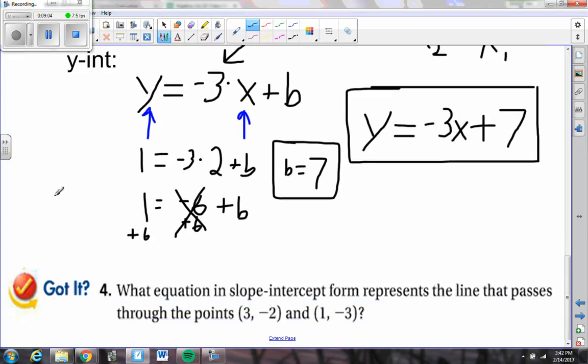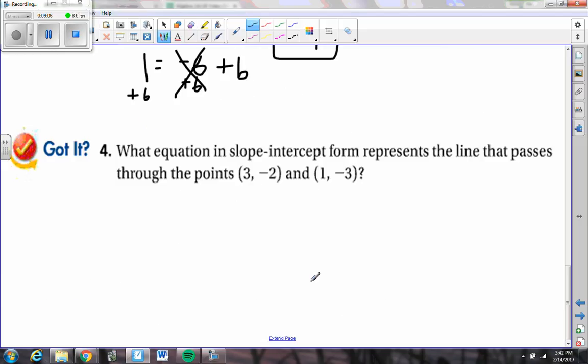I would like you to try one on your own now using these 2 points, 3, -2, and 1, -3. Find the slope first, find the y-intercept second using one of the 2 points, then come on back and I will show you what we should have.